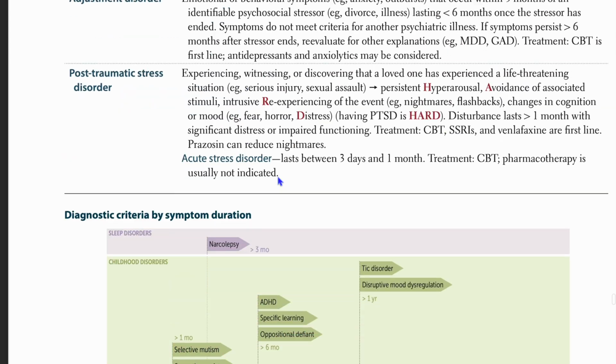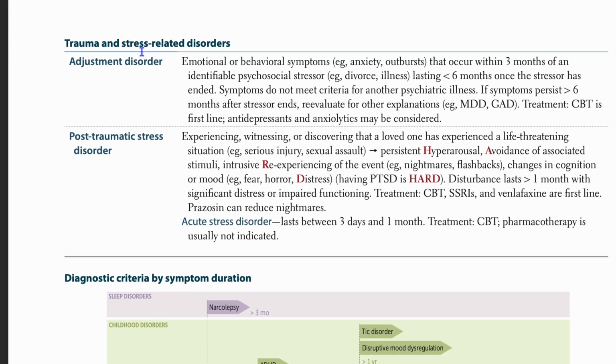Nine minutes. Okay, I think we can finish. So trauma and stress related disorder, adjustment disorder. That's emotional or behavioral symptoms, for example anxiety and outbursts, that occur within 3 months of an identifiable psychosocial stressor, for example divorce or illness, lasting less than 6 months once the stressor has ended. Okay, so these things happen within 3 months of an identifiable psychosocial stressor, and they last less than 6 months once the stressor has ended.